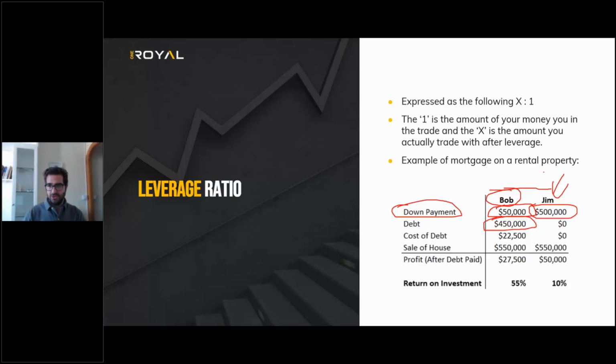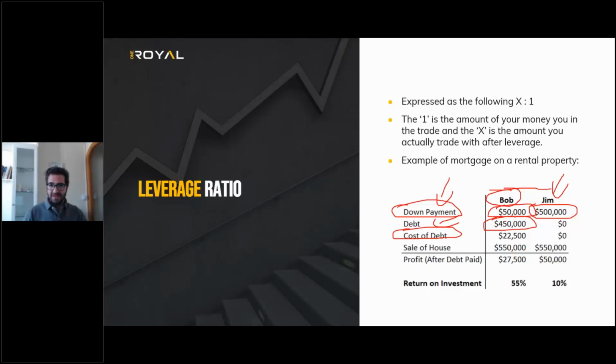450,000. So Jim paid the full amount as cash. However, Bob used just a down payment and got the rest as a loan from the bank. The debt has a cost or interest fees, which is 20,500. Let's say both of them decided to sell this house in the same year at the same price, which is 550,000. Let's see the effect of leverage here.